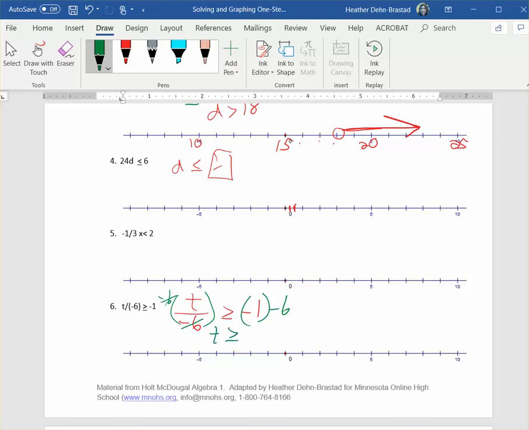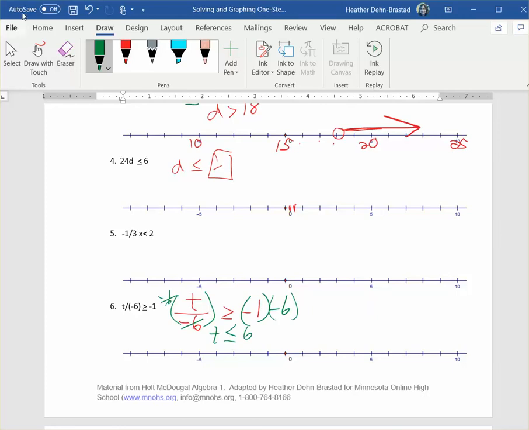But wait, I was supposed to do something to that inequality sign. It's not greater than. Because I multiplied by a negative number, I have to change this to less than or equal. And then this is -1 times -6 would be a +6.